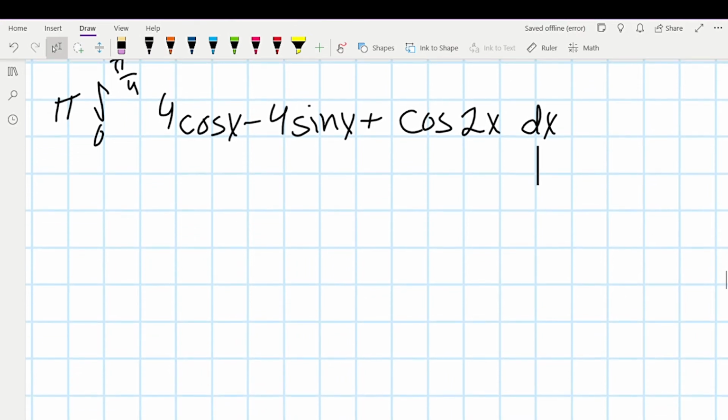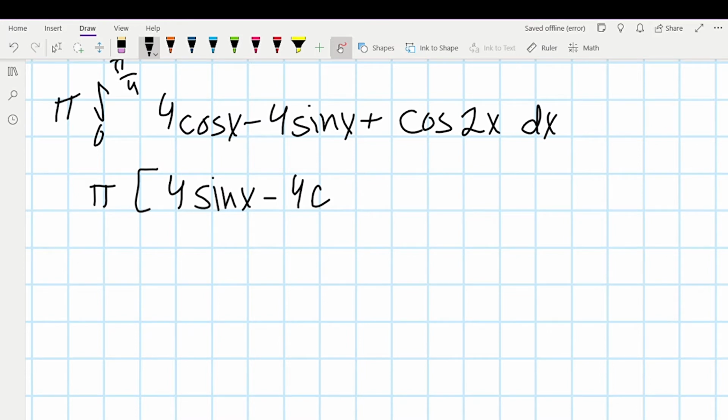Now we can go ahead and integrate this, and we'll write pi times 4 sine x minus 4 times, and this will become positive, cosine x plus sine 2x over 2 on 0 to pi over 4.